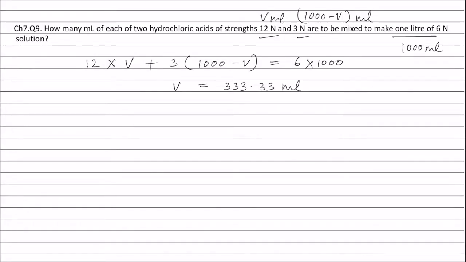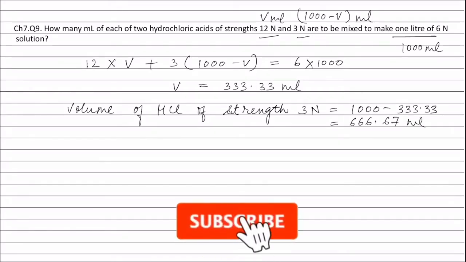Therefore, volume of hydrochloric acid of strength 12N will be 333.33 milliliters, and volume of HCl of strength 3N will be equal to 1000 minus 333.33, and this is equal to 666.67 milliliters.